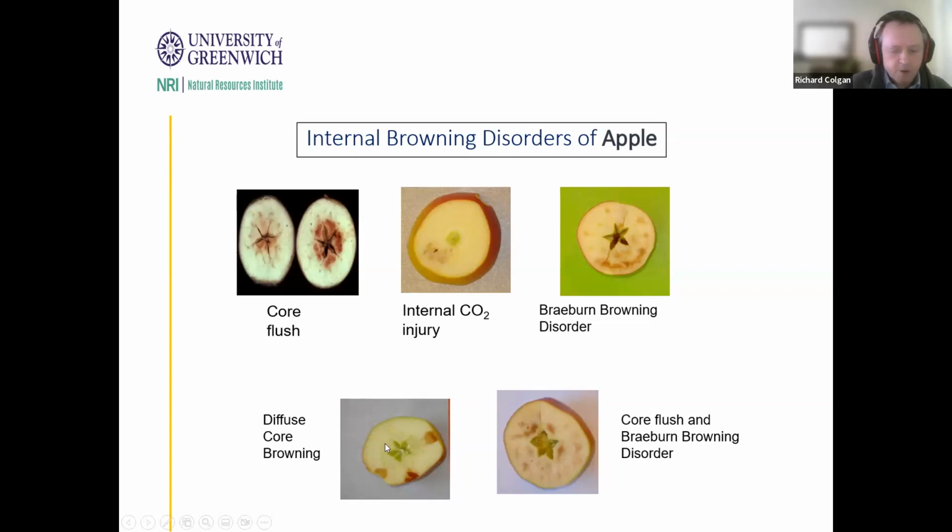And there's a condition which we've also called diffuse core browning, which tends to be a precursor to core flush when it does get worse. It's more of a glassy appearance, particularly in Braeburn, which is not of any commercial significance at this stage, but if it does progress, occasionally it can end up being core flushy. And this is an example of core flush in Braeburn and the Braeburn browning disorder together.